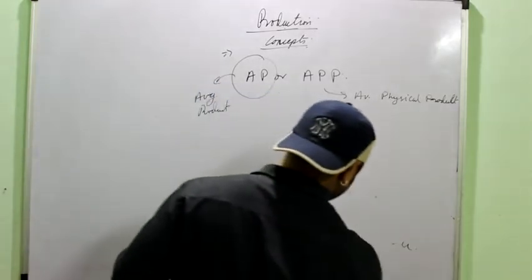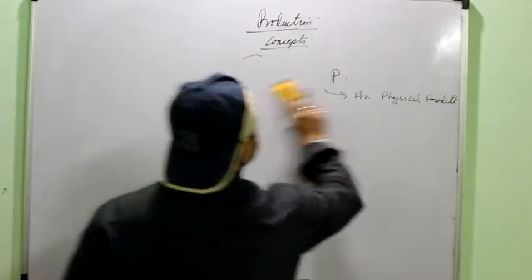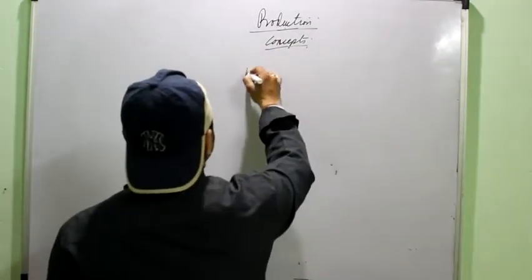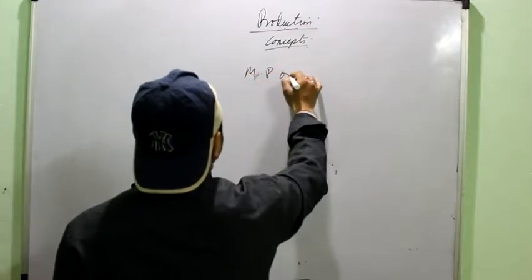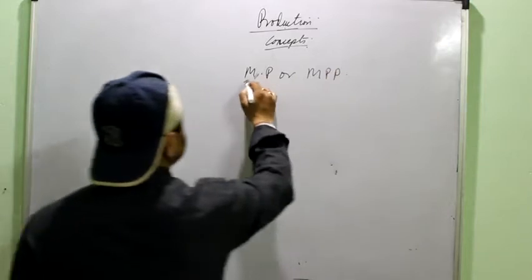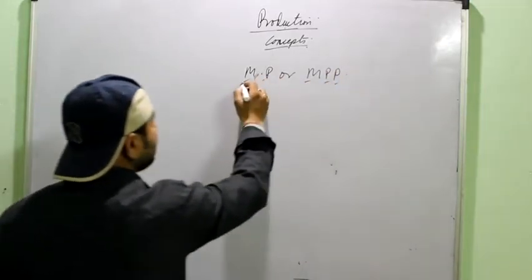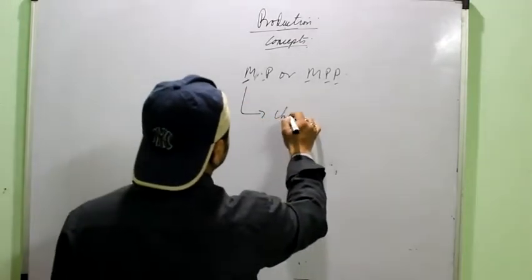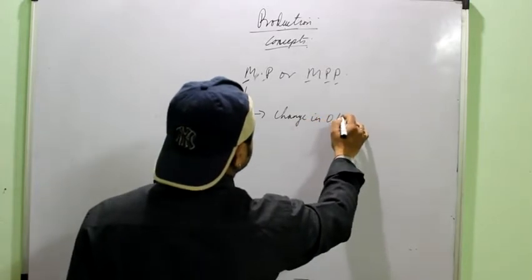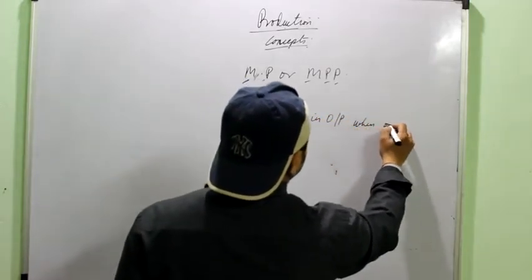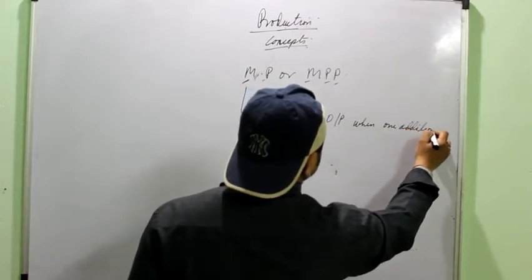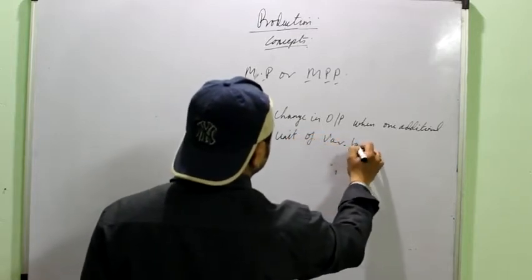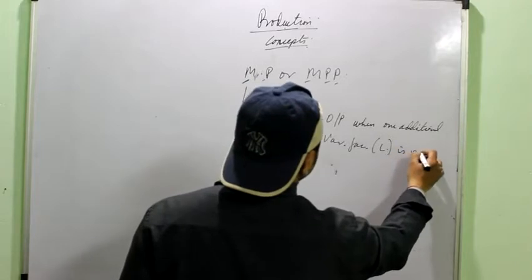Then next is the marginal product, again MP or MPP, marginal product or marginal physical product. As we know that marginal means change, right? So it simply shows the change in output when one additional unit of the variable factor, which we take as labor, is employed.